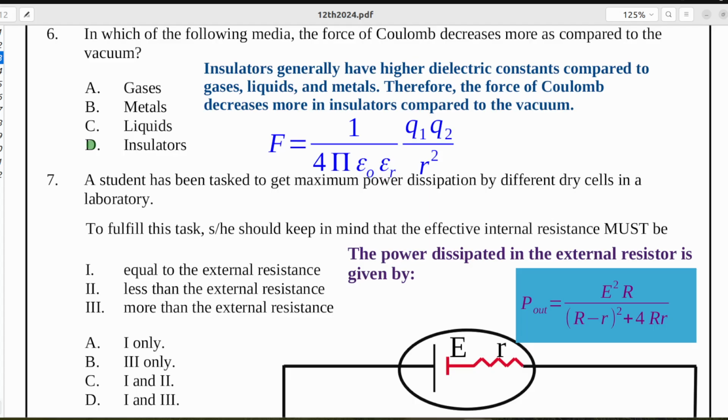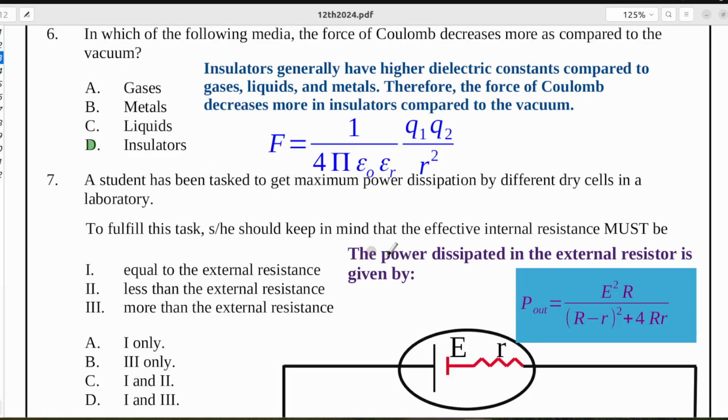Now see question number 7. A student has been tasked to get maximum power dissipation by different dry cells in a laboratory. To fulfill this task, she or he should keep in mind that the effective internal resistance must be: option 1, equal to the external resistance; option 2, less than the external resistance; option 3, more than the external resistance.